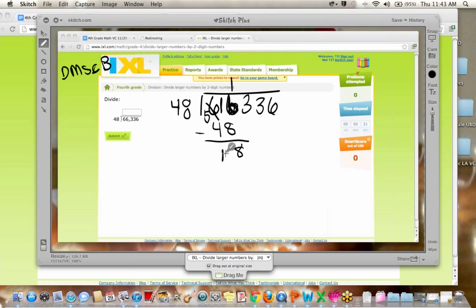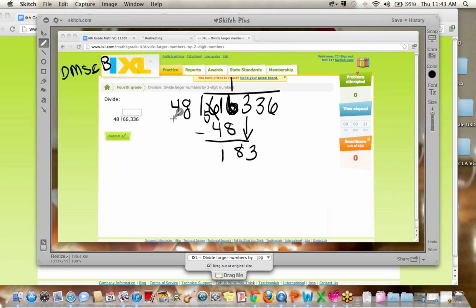Okay. You with me so far? Give me a thumbs up, guys, if you're with me, because I see a lot of people looking around. All right, cool. So now I got to check. I got to make sure that 18 is smaller than 48. And it is, so I'm good to go. So now I can bring down the 3. So now I have to say how many groups of 48 will fit into 183.